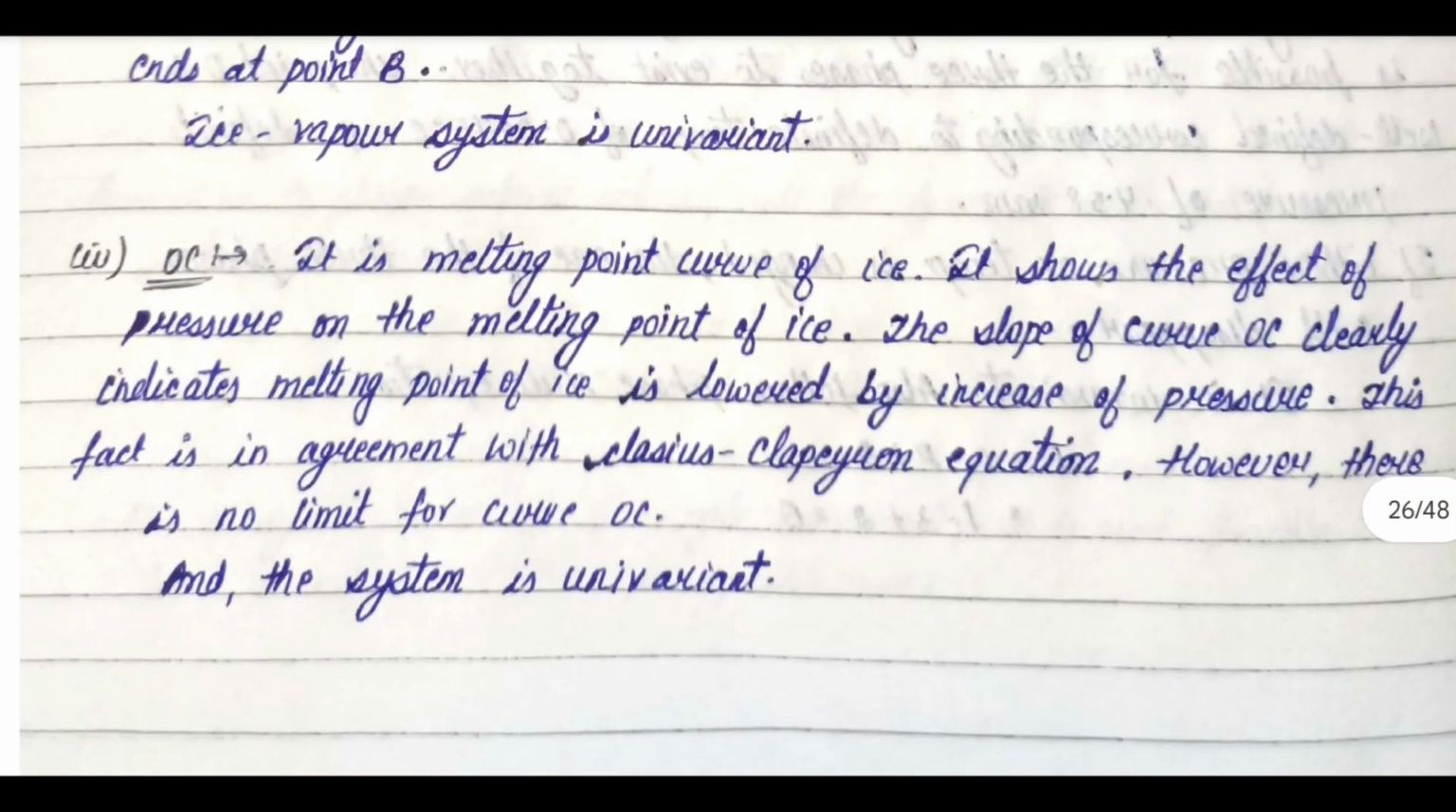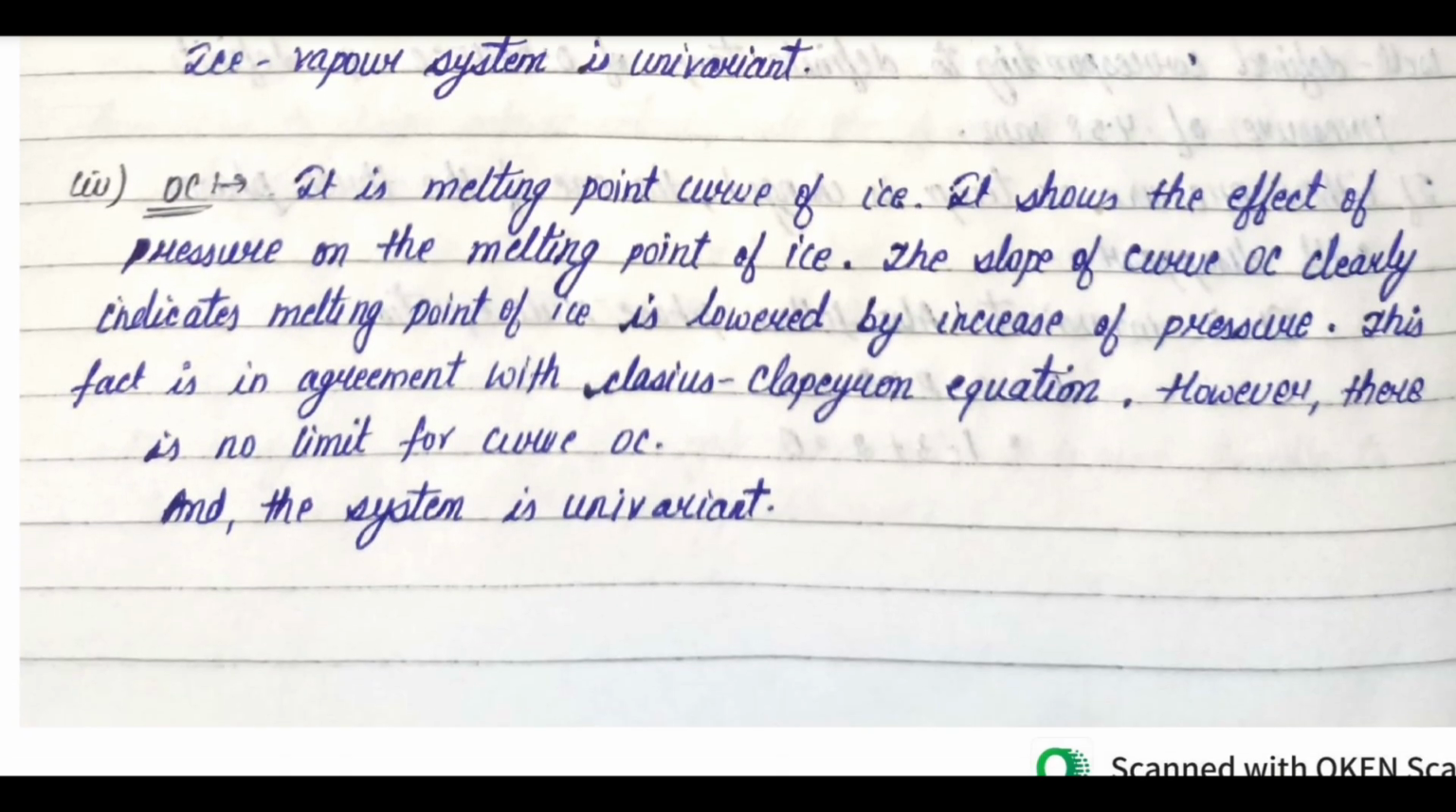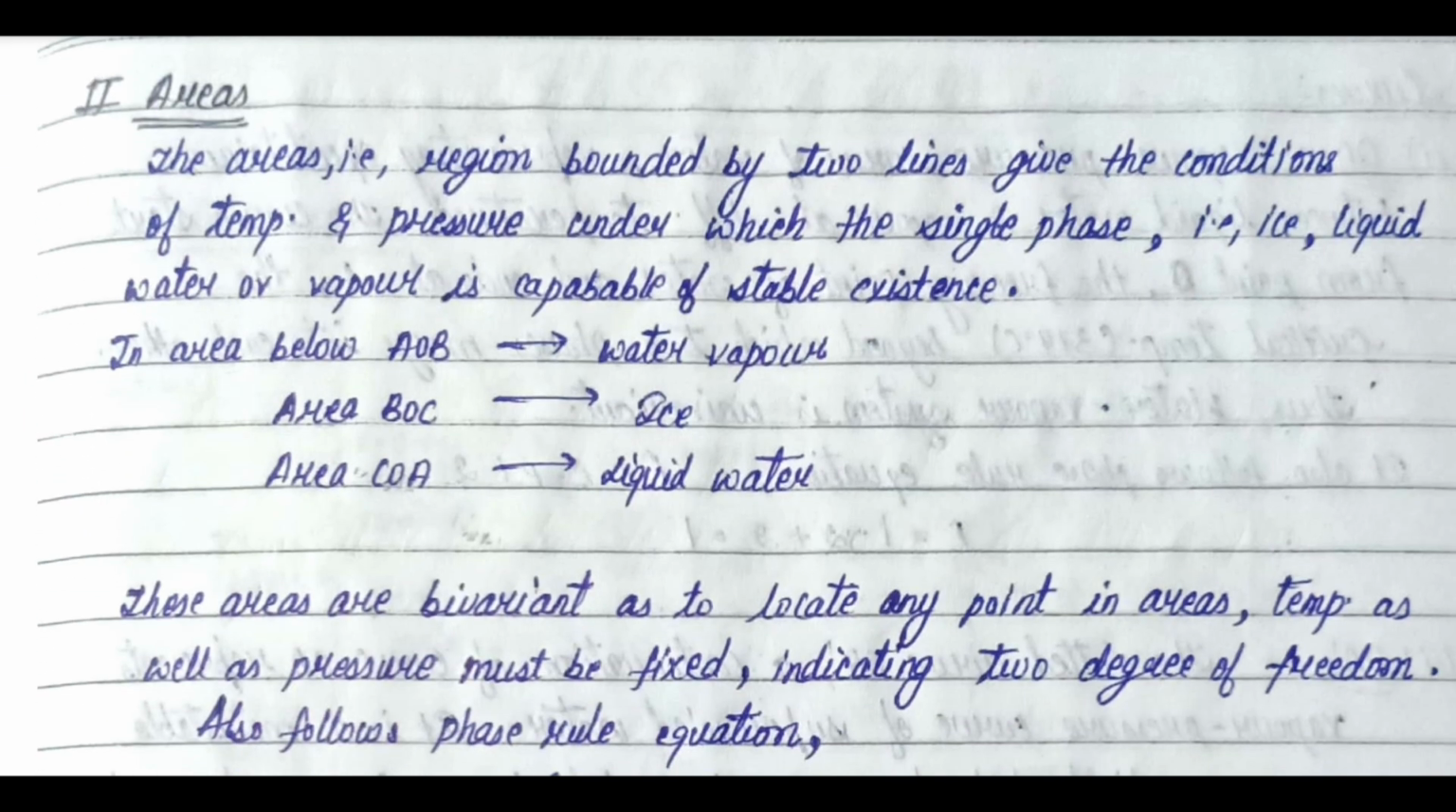Fourth, OC. It is the melting point curve of ice. It shows the effect of pressure on the melting point of ice. The slope of curve OC clearly indicates the melting point of ice is lowered by increase of pressure. This fact is in agreement with the Clapeyron equation. However, there is no limit for curve OC and the system is univariant.